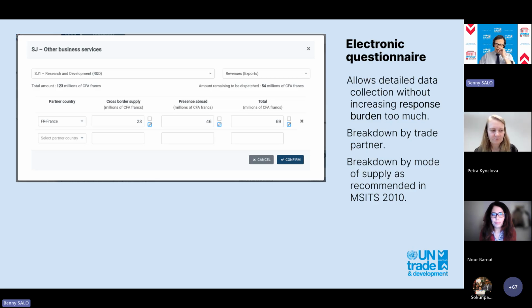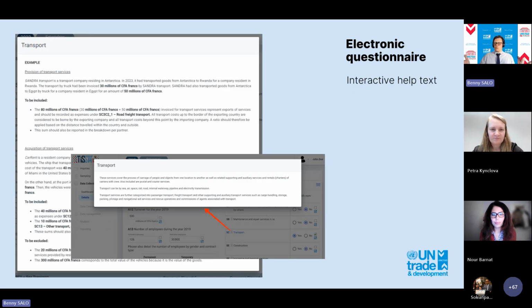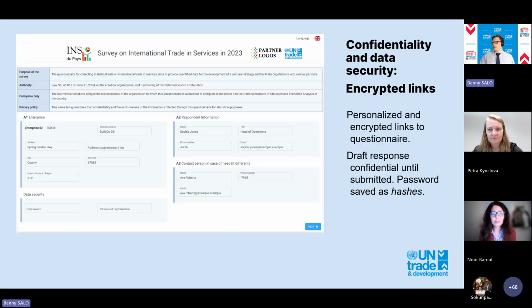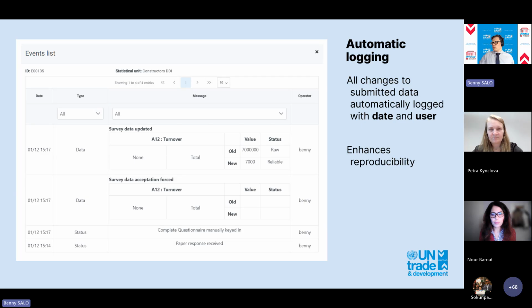So it has detailed data collection. One thing that comes with electronic questionnaires is help text. Another expression of the fact that the concerted effort of making trade and services classification and concepts clear in the manual needs to be translated to be accessible for enterprises. And the way we interactively place help text where it is anticipated to be needed is one expression of this attempt to make that more accessible for enterprises. Let me just show you a couple more slides.